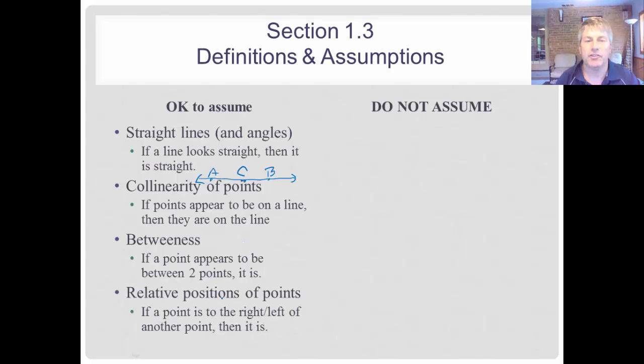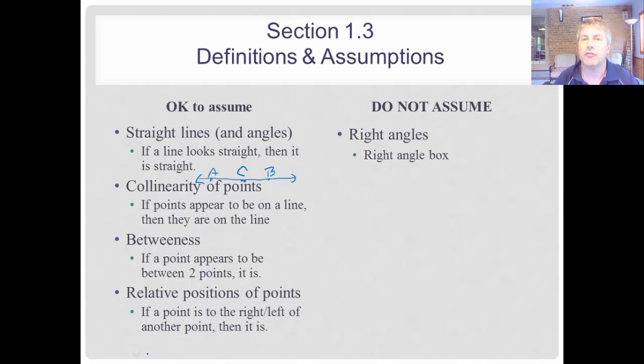And the relative positions of points: if a point is to the left or right of another point, then it is. We're not going to say that point C here is actually to the left of point A. It's not. Point C is to the right of point A. It's to the left of point B. It is where it shows it to be.